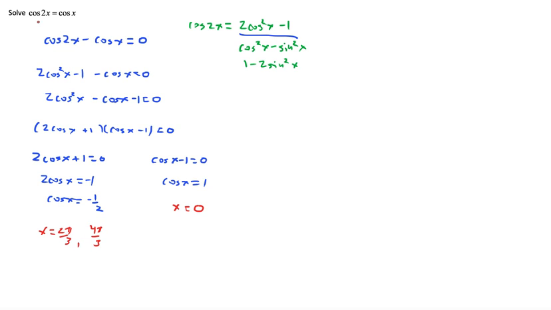Now you notice it says solve. It doesn't say only find the solutions from 0 to 2 pi. So in this case, we do want to find all solutions. So we got 0 plus 2k pi. Remember, that's 0 radians, right? We got 2 pi over 3 plus 2k pi and 4 pi over 3 plus 2k pi.